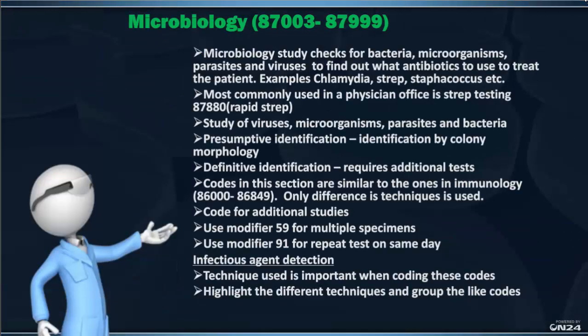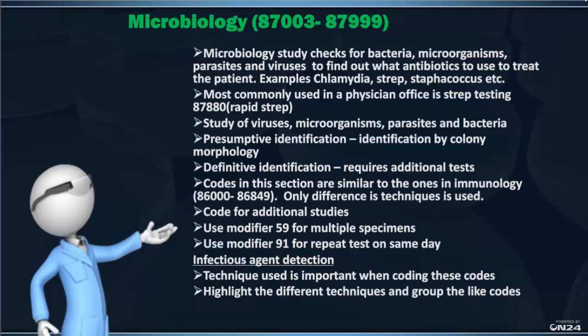Microbiology codes 87003 to 87999. The codes in this section are for bacteriology, which is the identification and study of bacteria, and mycology, which is the identification of fungi, parasitology, which is the identification and study of parasites, and virology, which is the identification and study of viruses.